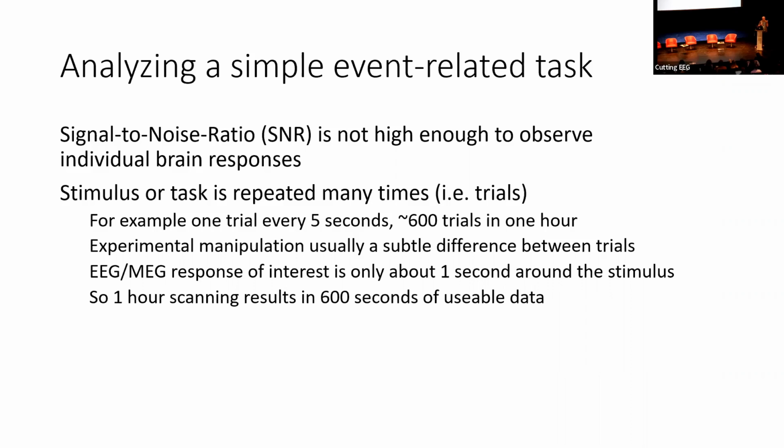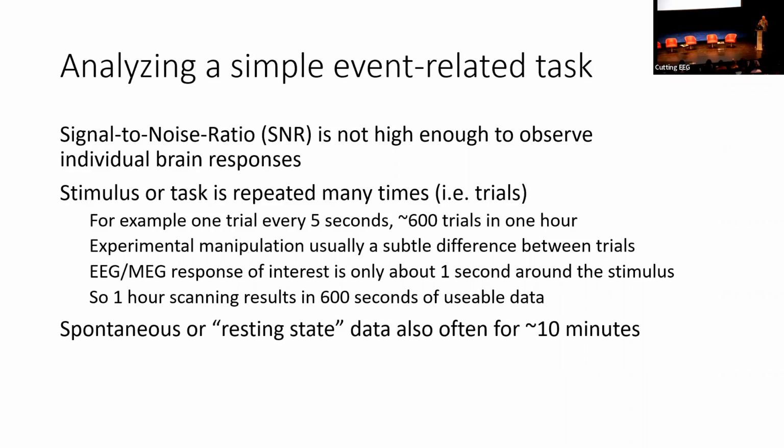Then we record EEG and MEG, and usually the signal of interest is only 1 second around the stimulus. So that means that after the participants being recorded for about an hour, we have about 600 seconds of usable data left. And that's actually what goes into the analysis. That's interesting because if we consider resting state EEG or MEG, it's often the same order of magnitude of data that we're acquiring for a single individual participant. That would be like 10 minutes, which is also 600 seconds.